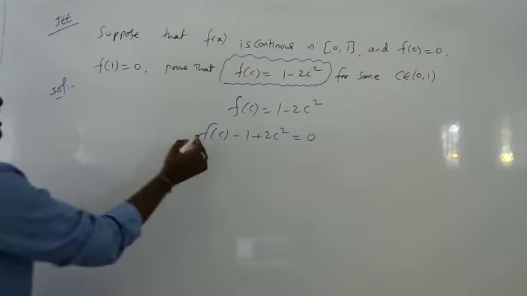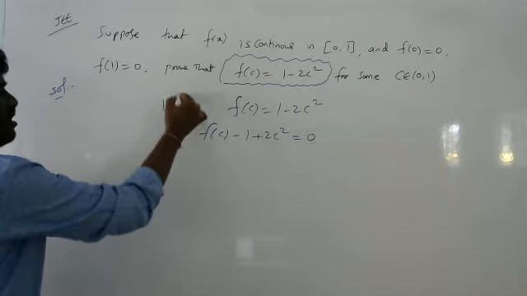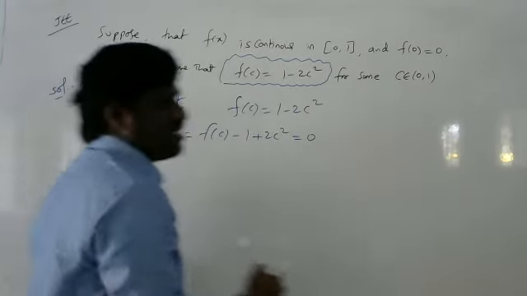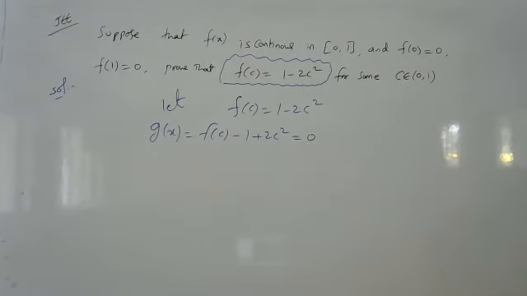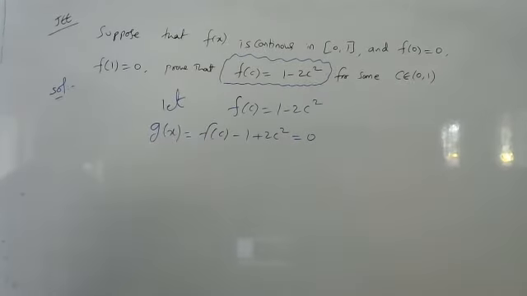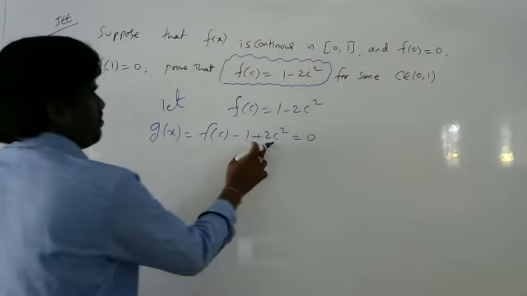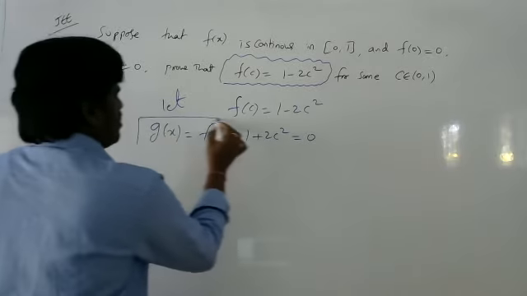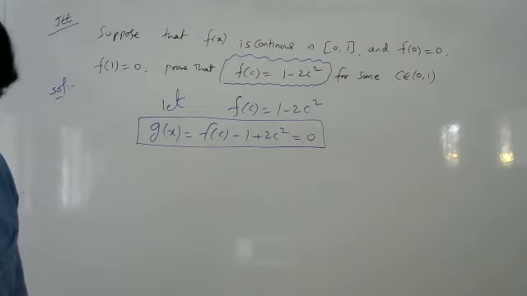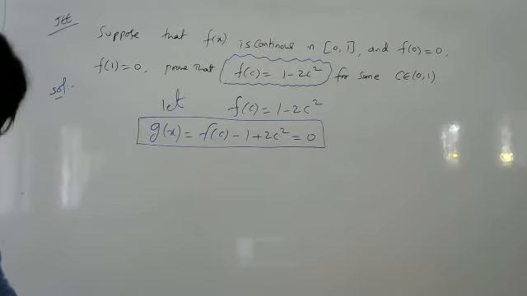Let us consider this whole thing as a function, that is g of x. So I can take this one as the g of x function, that is f of c minus 1 plus 2c square. This is the g of x. I am going to take the new function. Did you understand here? Till now you understood?